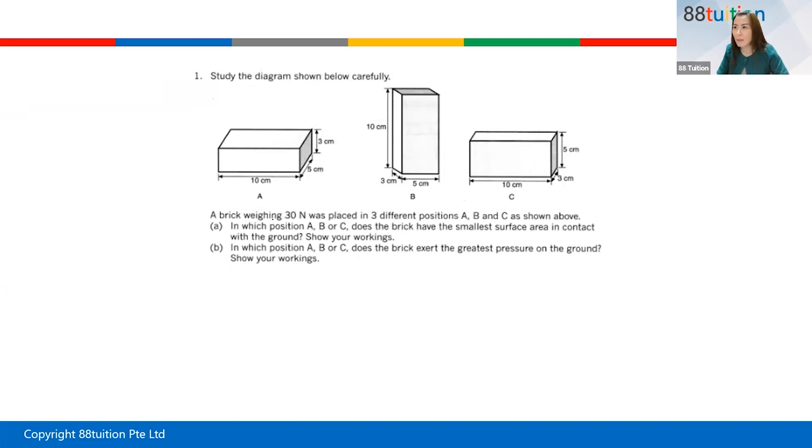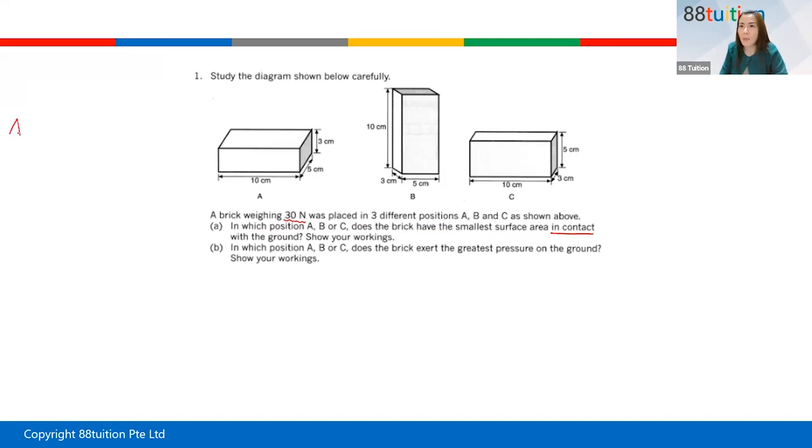Right, so it was said that there is this brick. So this is the brick placed at different angles lah. They classify it as position A, position B, and position C. And it weighs 30 newtons. Then they ask you which position, A, B, or C, does the brick have the smallest surface area? But it's not the entire surface area, it's the surface area in contact with the ground. All right, so quite simple. I think this is pretty straightforward.